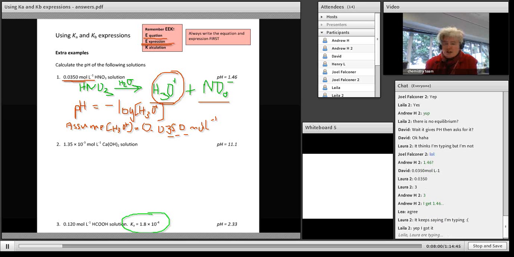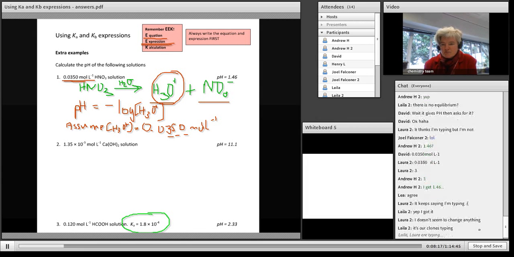Okay, Laura, sometimes if your cursor is in that little typing box, then it comes up as typing. So you've got to try and just press on another part of the screen, and hopefully you get there. You know, it takes it out. Okay, right. It could be your clones, yes.